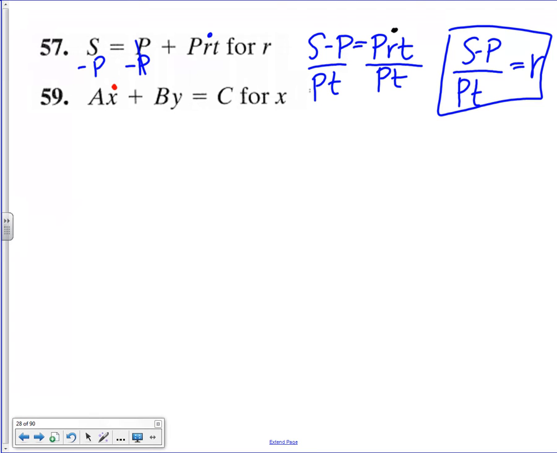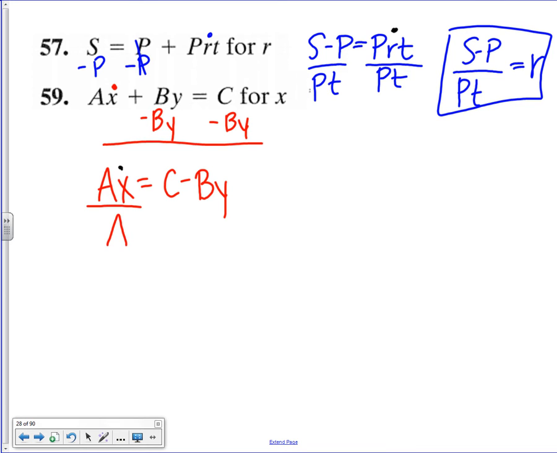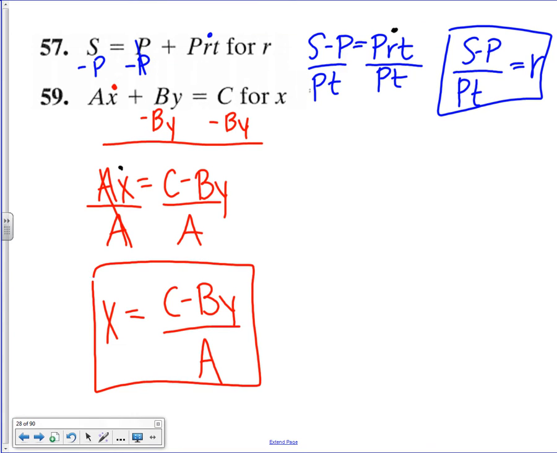Farthest thing from the x is the by, so we're going to subtract it. Gives me ax equals c minus by. Still trying to isolate the x. So to get that by itself, we'll divide by a on both sides. And x equals c minus by all over a. And it's isolated.